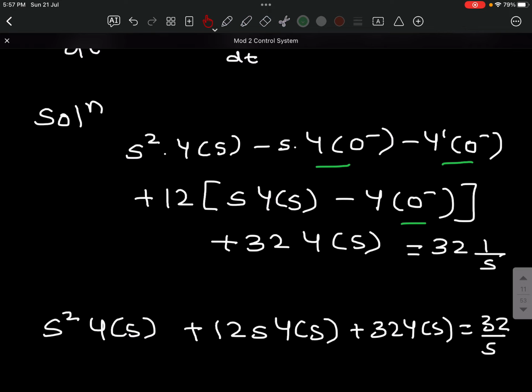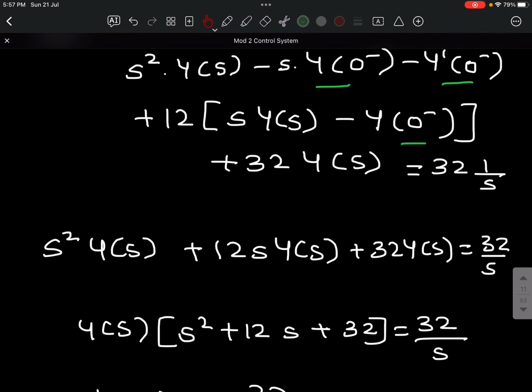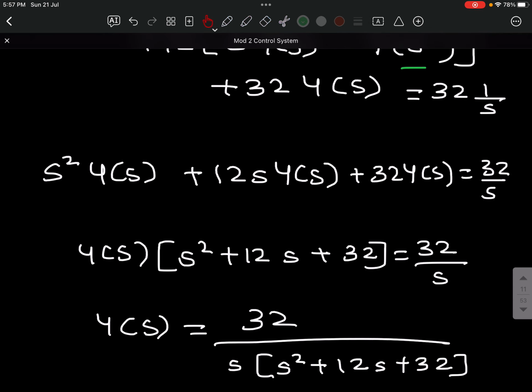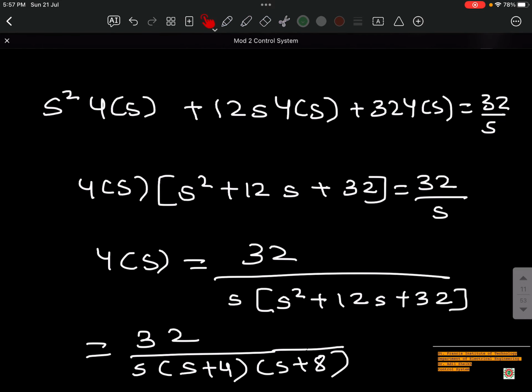Now when we simplify it, we will take Y(s) outside, ब्रैकेट में it will be s square plus 12 s plus 32 is equal to 32 upon s. Now again simplifying it further, Y(s) is equal to 32 upon s into (s square plus 12s plus 32). So this term we are moving over here. Otherwise you can stop here as well. If you want to simplify it, it will be 32 upon s (s plus 4)(s plus 8).